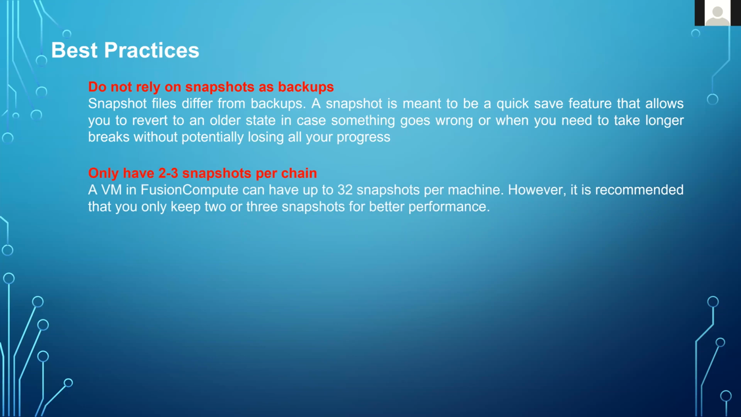Okay. As we know, in FusionCompute, we have up to 32 snapshots per machine, but it is recommended that you only keep 2 or 3 snapshots per chain. This is recommended for better performance. Please do not take snapshots up to 32. Once you have done your testing and everything is working fine, you can delete your snapshot and go back to your original disk. Please do not keep more than 3 snapshots per chain. This is a best practice.